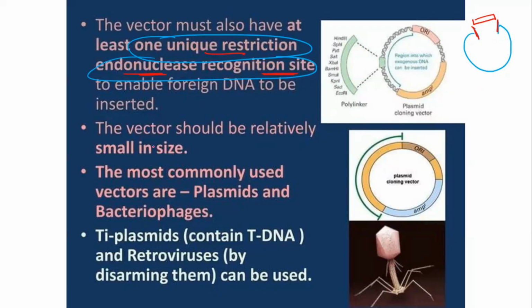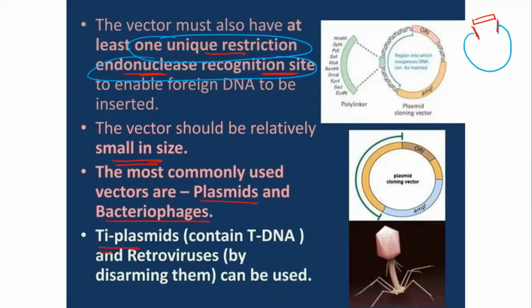So the vector should be relatively small in size. They should be small as well. And the most commonly used vectors are plasmids and bacteriophages.